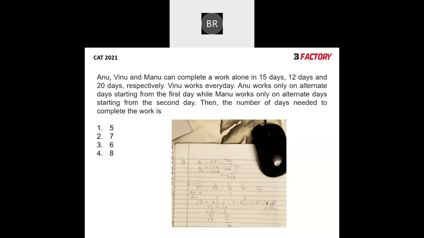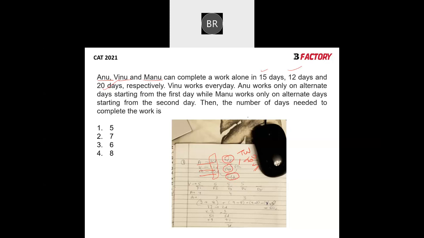Dhyan do sab koi. Anu, Vinu and Manu can complete the work in 15, 12 and 20 days, all right? Pay attention here, okay? Anu, 15 days, Vinu, 12 days and Manu, 20 days. Take the LCM of days, 15, 12 or 20 ka LCM aa jayega 60. So take total work as 60 chocolates. Ek unit maan lete hai. 60 is chocolates I take just for ease. Okay. Single unit. Now, if Anu can eat 15 chocolates in 60 days, so per day kitna? 60 by 15, that is 4 chocolates per day. Vinu, 60 by 12, 5 chocolates per day. And Manu, 60 by 20, that is 3 chocolates per day.